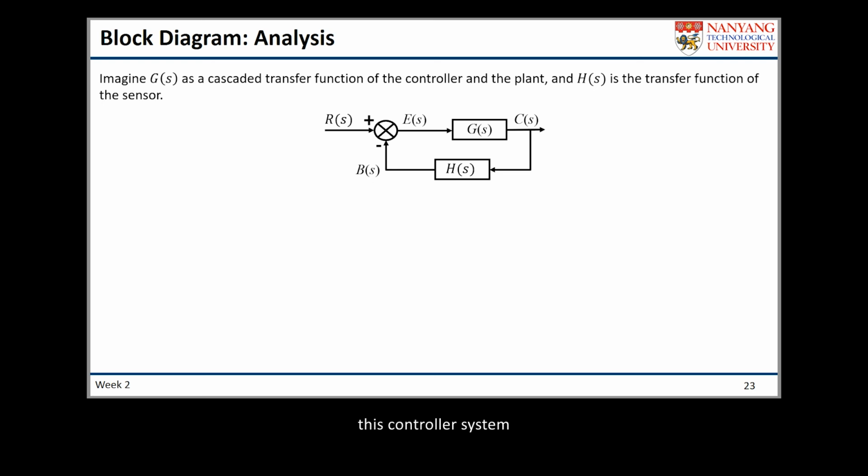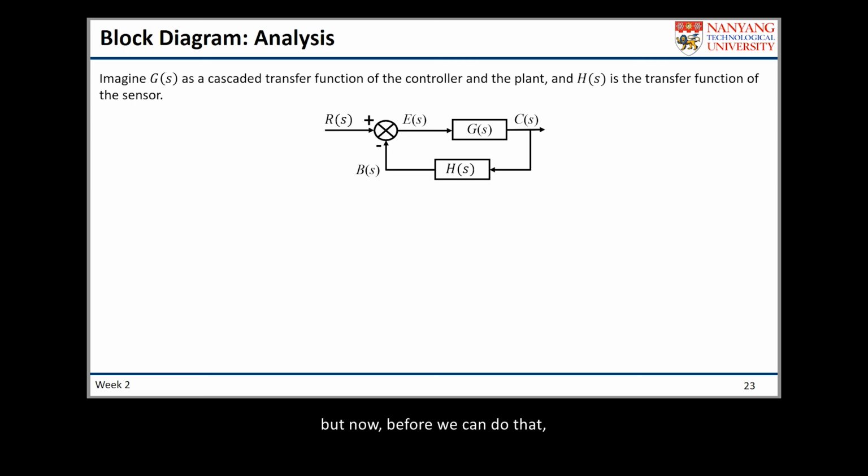This controlled system forms a new complex system. We need to find the relationship between the output of the system, C, and the input of the system, which is R. We need to find this correlation. If you can find it, once you know the input that you give to the system, you can find the output C. And then if you need, you can inverse Laplace it, and then you can have the response in time domain.